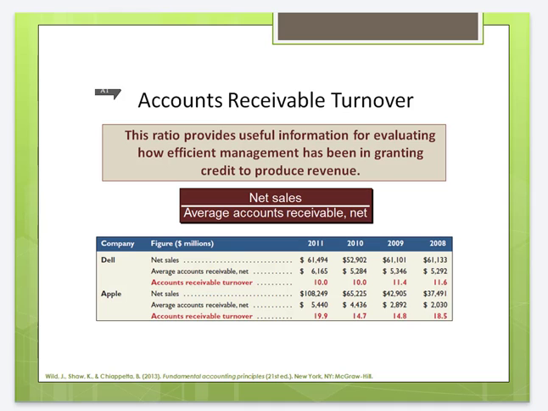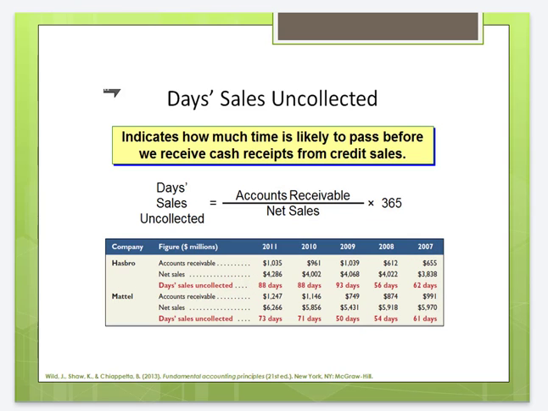Now, in contrast, let's look at Apple. Apple has a substantially higher accounts receivable turnover. It looks like they were able to turn their receivables over 19.9 times in the same year, based on their net sales and average accounts receivable. So basically what this would tell us is that in general, Apple is able to collect their receivables much more quickly than Dell. And that brings us to another measure.